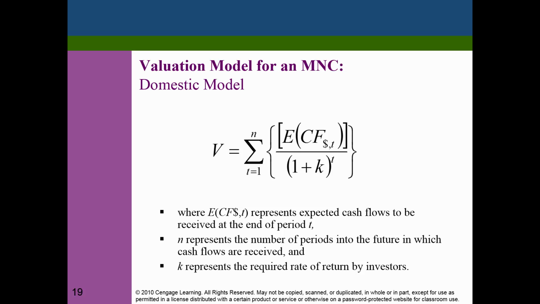Now what we see here is the valuation model for an MNC, and what it tells you is that the value of a company is the present value of the cash flows. T equals 1 to n, the expected cash flow at time t, divided by 1 plus k raised to t. So here k stands for the required rate of return. Usually for a company that stands for the weighted average cost of capital.